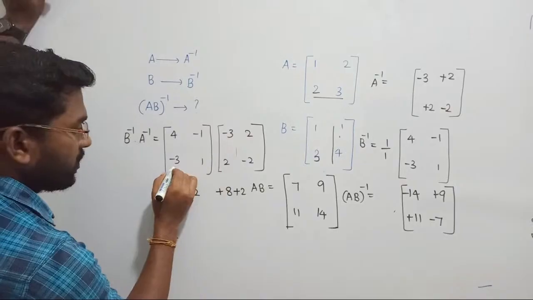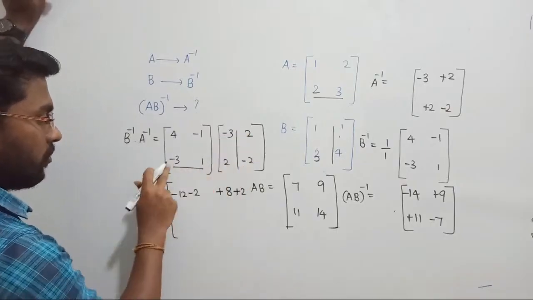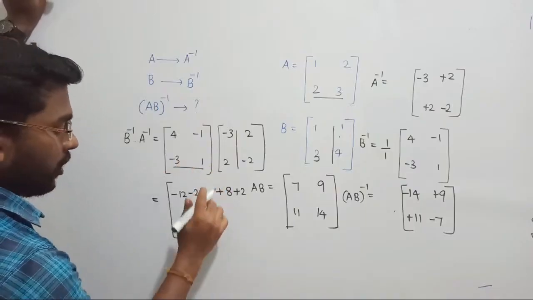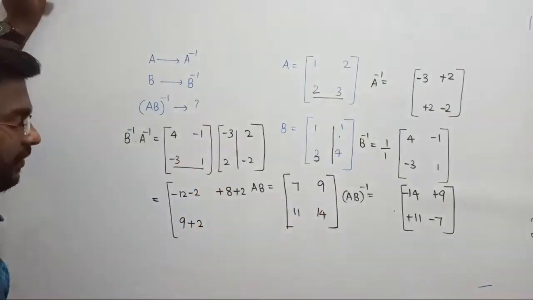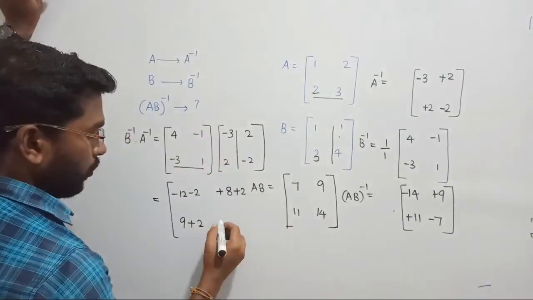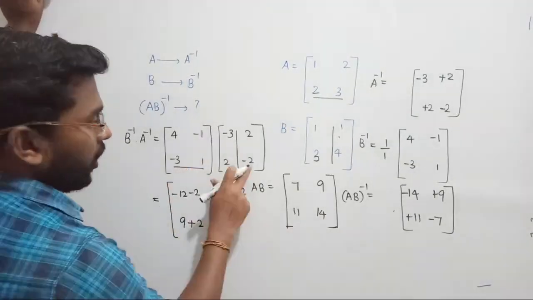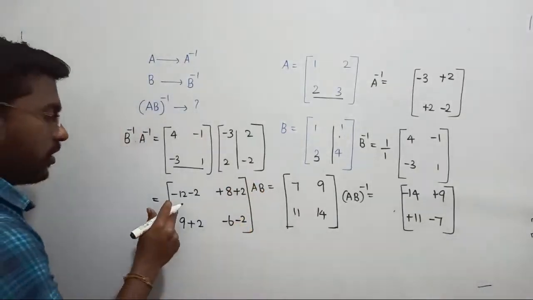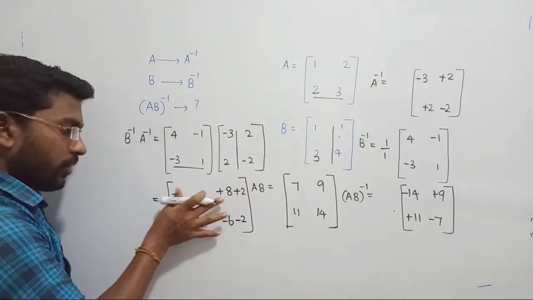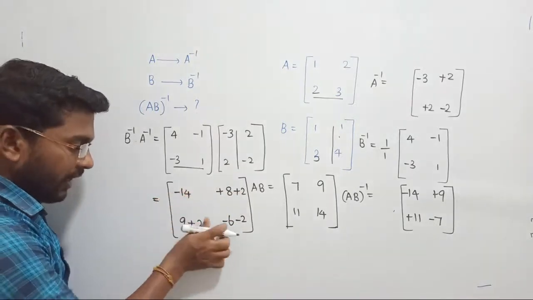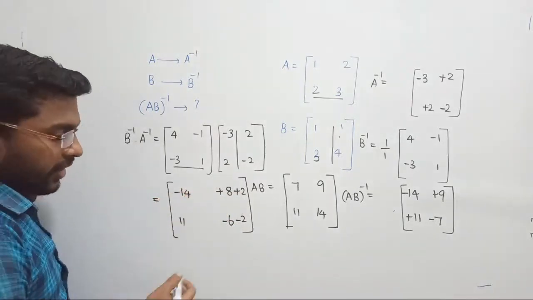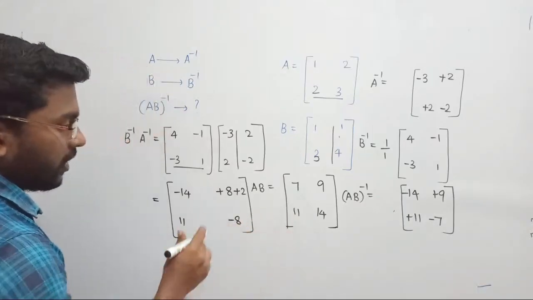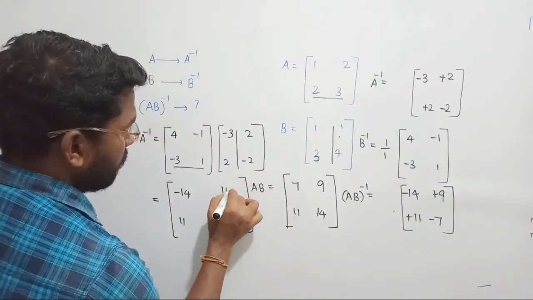Minus 3, let us go ahead with the second row, first column. Minus 3 into minus 3 will give you plus 9 exactly, and then plus 1 into 2 will give you 2, such that we are getting 11. Next, minus 3 into 2 will become minus 6, and then 1 into minus 2 will give you minus 2 only, right? So what we got here: minus 12 minus 2 will become minus 14 exactly, and then 9 plus 2 will give you 11 exactly, right? Minus 6 minus 2 will give you minus 8 exactly, and here plus 2 plus 8 will give you 10, right?